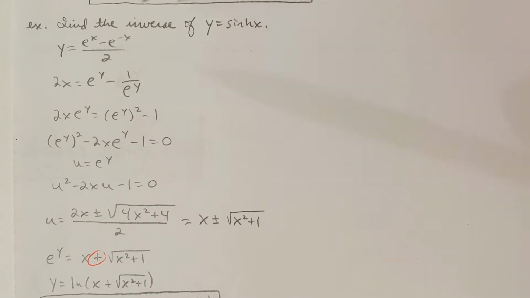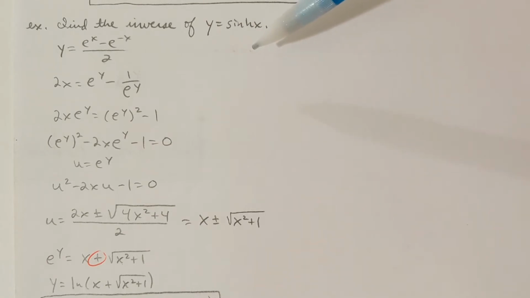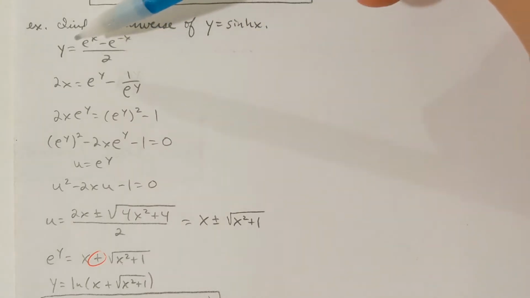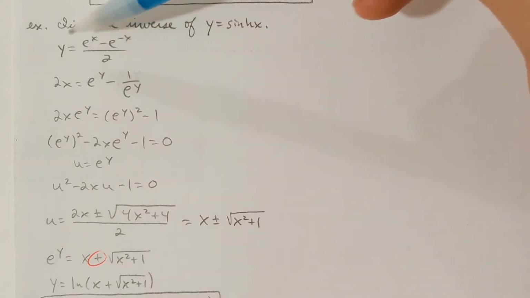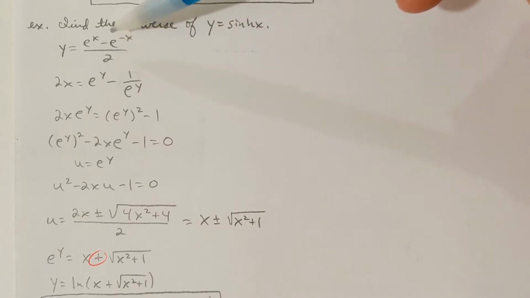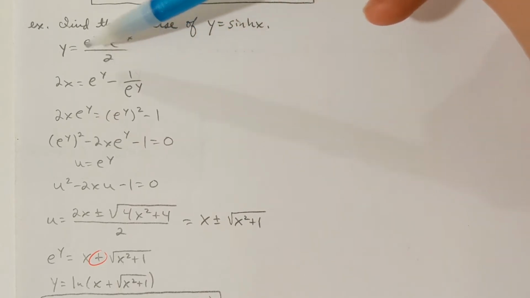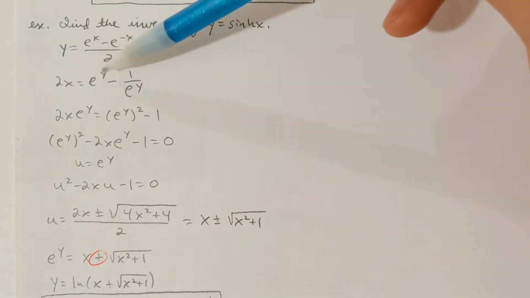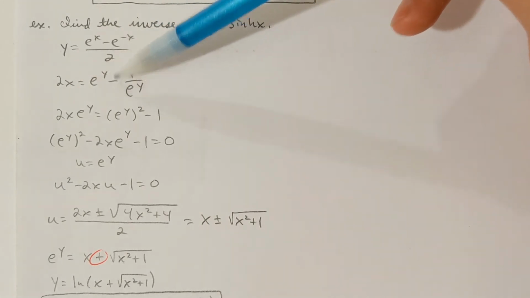Hyperbolic sine of x is defined as e to the x minus e to the negative x all over 2. Okay, and so I want to find the inverse of that. Well, inverse is all about switching x and y. So in this equation, I'm going to switch x and y. I'm going to have x equals e to the y minus e to the negative y all over 2. And I'm going to solve that for y. Okay, let's multiply both sides by 2. You're going to have 2x equal e to the y minus e to the negative y.